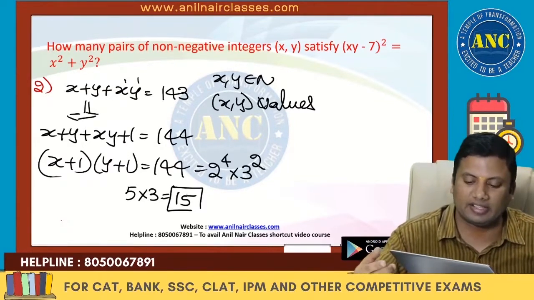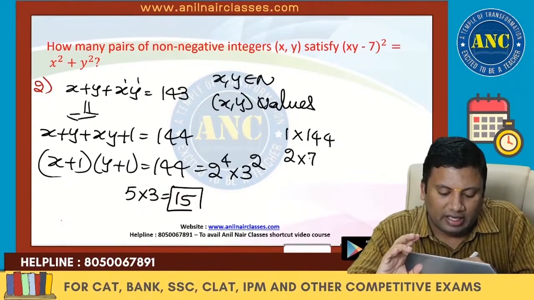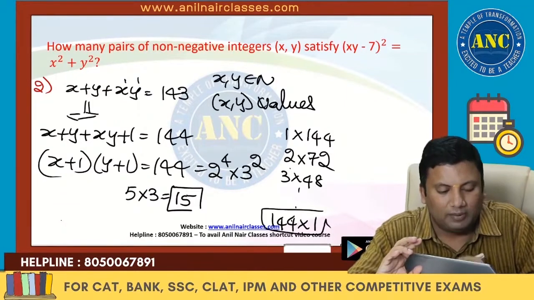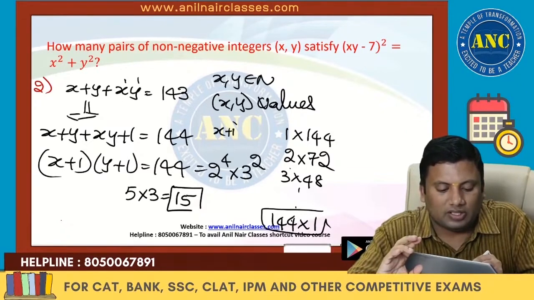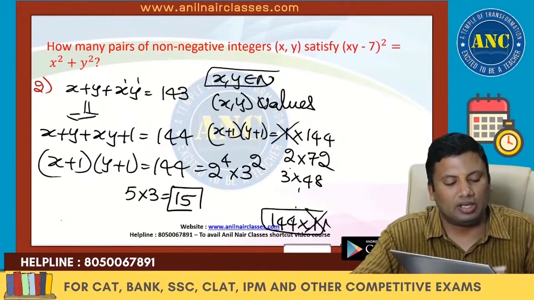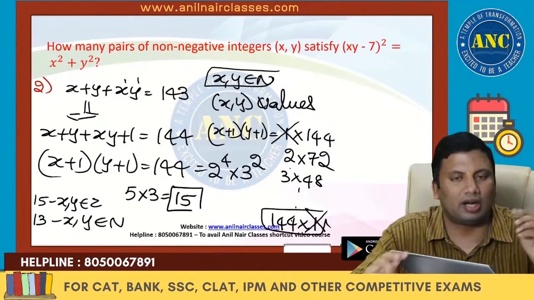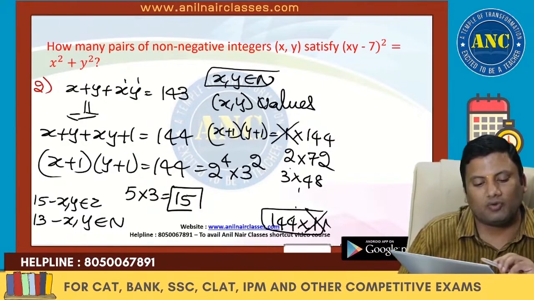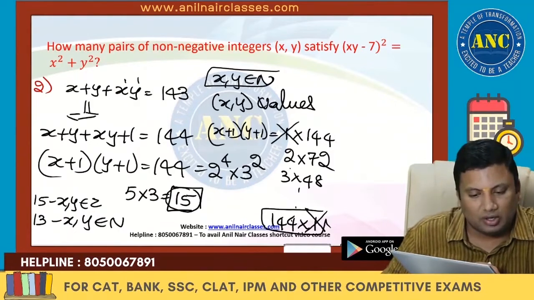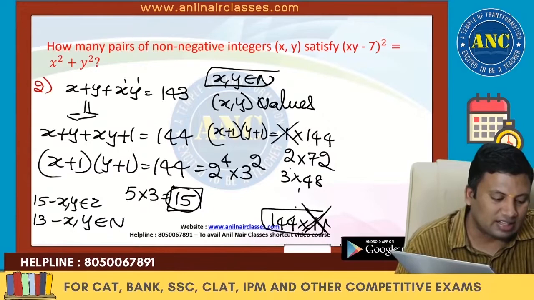15 values x and y will take. Out of these 15 values, now see here, 1 into 144, 2 into 72, 3 into 48. Are there any cases where x and y are zeros also? We will eliminate it. x plus 1 into y plus 1 is 1 into 144. If x and y are natural numbers, x cannot take 0, y cannot take 0. That means 15 will be the answer if x and y are integers. 13 will be the answer if x and y are natural numbers. We got the answer 15 when x and y are integers. Out of this, if x plus 1 is 1, x value will be 0. That is not possible. So, if x is 0, y will be 143. x cannot take 0, y cannot take 0. So, answer is 13. I hope this is also clear.